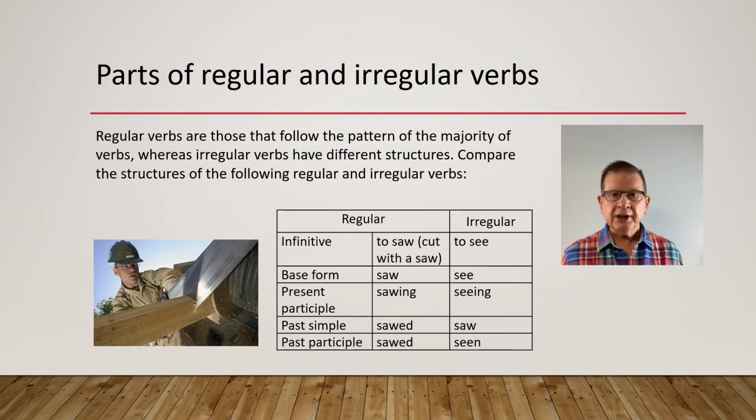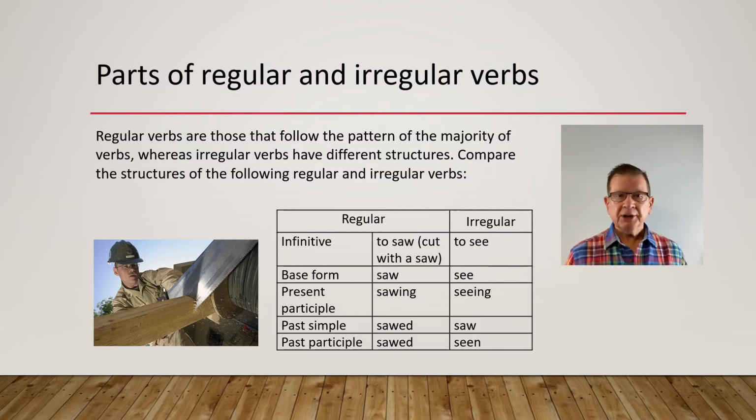So now let's discuss the parts of regular and irregular verbs. Regular verbs are those that follow the pattern of the majority of verbs, whereas irregular verbs have different structures. Let's compare the structures of the following regular and irregular verbs. We'll compare the regular verb to saw, meaning to cut with a saw, and the irregular verb to see. The base form is the verb without the word to: saw and see, respectively.